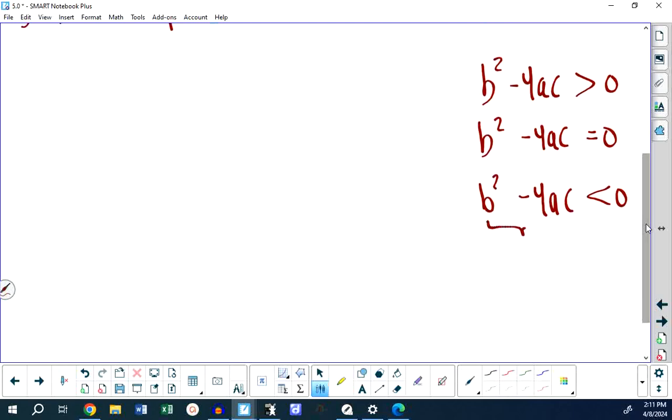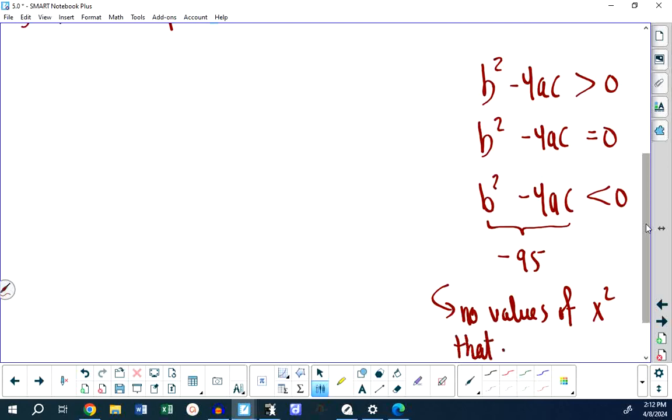The fact that b squared minus 4ac here is less than 0, I'm pretty sure you said negative 95, Jay. The fact that that's negative goes far beyond saying, oh, this isn't factorable. There are no values of x that make it 0. And I'll maybe be even more specific. This means there are no values of x squared that make the factor 0. But if there's no values of x squared that make it 0, then there's no values of x. What does that tell you?